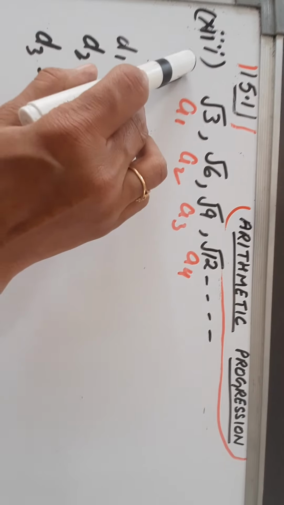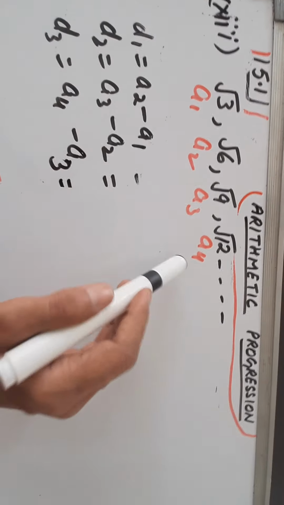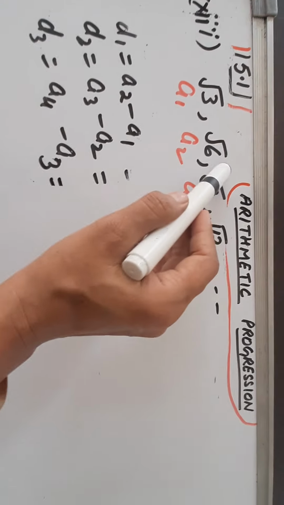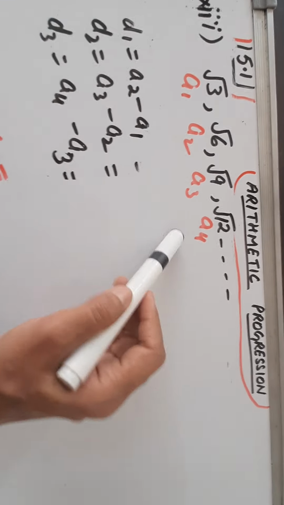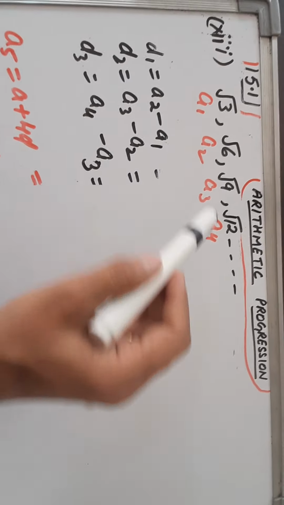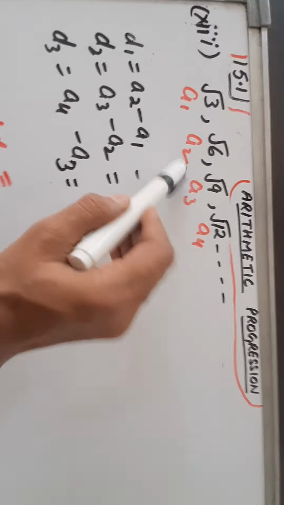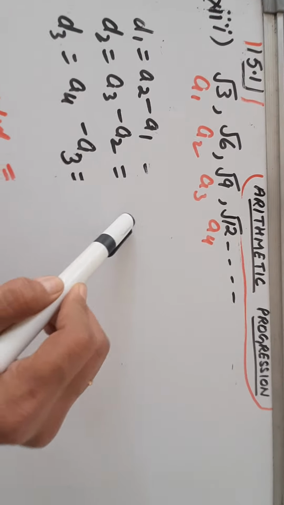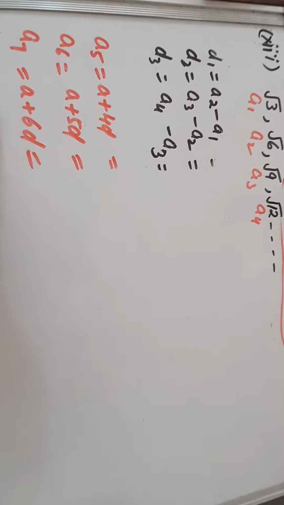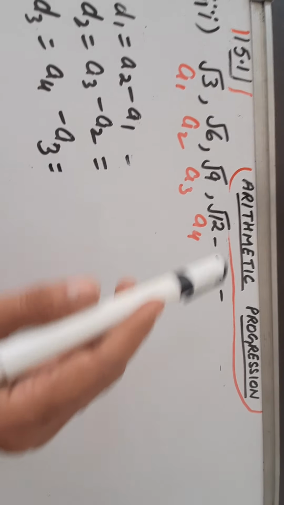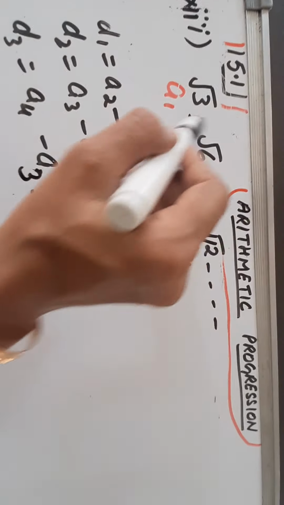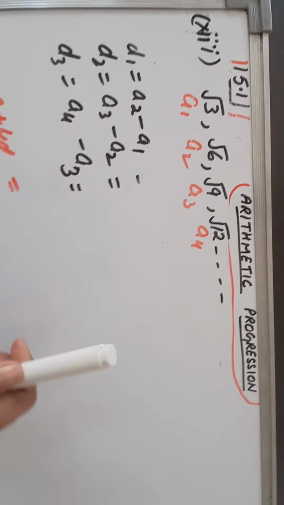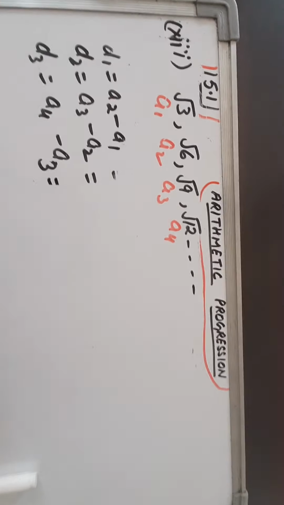Now the 13th part of the 4th question is root 3, root 6, root 9, root 12. We have to check whether this is an AP. If it is an AP, we have to find out the common difference and the next 3 terms of this AP. This is the question. So dear students, again this is a root question, so let us solve it. First we will simplify the square roots.